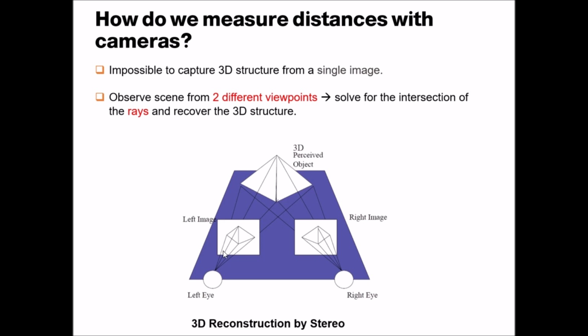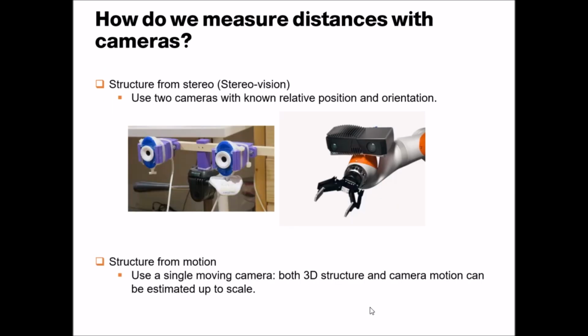Usually we represent the image as rays, like matrix vectors, and then you do some calculation between these matrices, and then you will get the 3D information. So this is the idea of 3D reconstruction by stereo. Now the idea is to have two cameras, or two images at the same time, and calculate the 3D information between these two images.